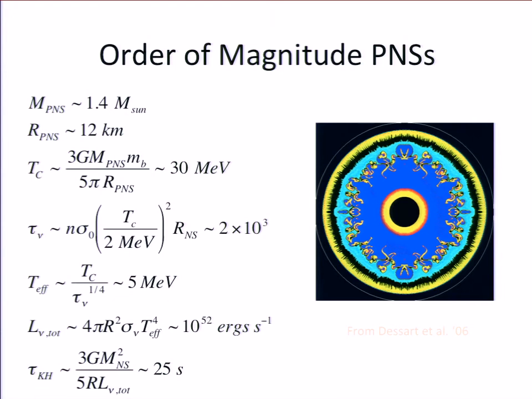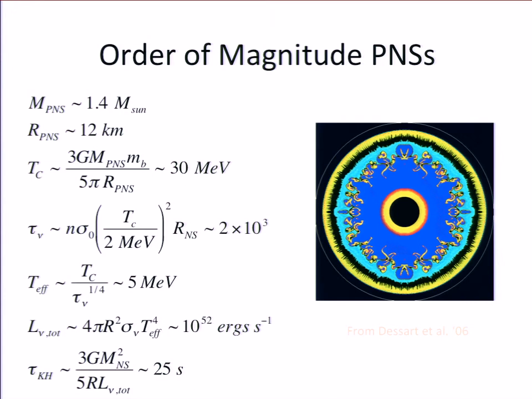You can estimate a central temperature just from the virial theorem that gives you about 30 MeV, which is reasonably consistent with what you get from a more detailed simulation. And then an interesting thing to look at is, is this thing optically thick to neutrinos? Do neutrinos interact a number of times before they get out of the proto-neutron star? You can do this simple calculation with a standard electroweak cross-section, and you get that the optical depth is about 10^3 or something like that. So this is really going to be in the diffusion limit.